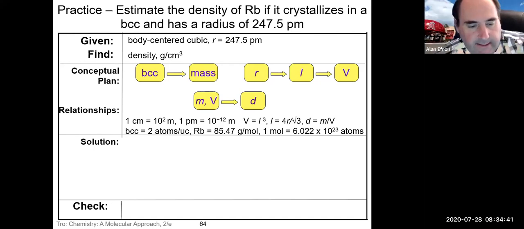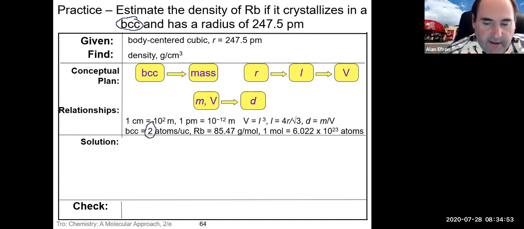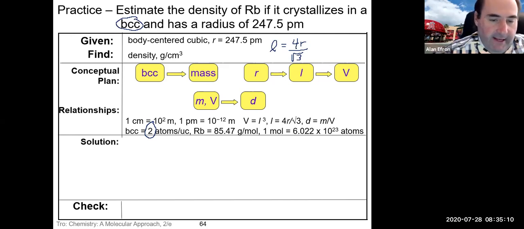Okay, so let's take a look here and see. So this particular one here crystallizes in body-centered, which is important. Again, body-centered, as we talked about earlier, gives us 2 atoms and has a radius of 247.5. Also, because it's body-centered, to calculate the length of it, the edge length is a different formula. That is the 4 times r divided by the square root of 3. So again, we're looking for really our density in grams per cubic centimeter. So we're looking for both of those.